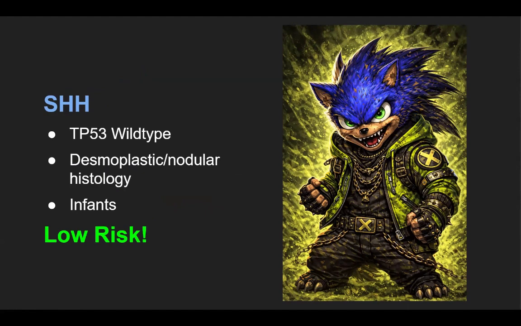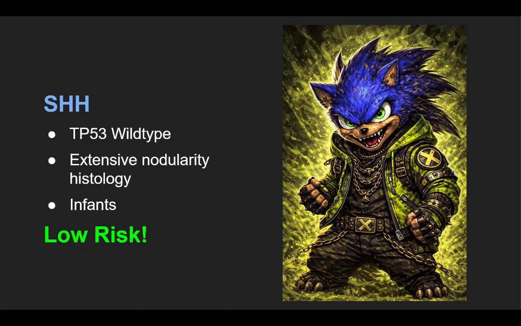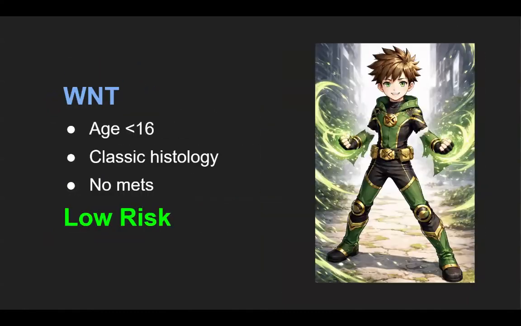If you notice, this looks like a younger version of the sonic hedgehog. These are cute, they are infants, and they are low risk. Consider infants and the low risk or benign etiology in the same manner. Extensive nodularity histology. These are TP53 wild type. In infants, low risk. So we have finished the chart.